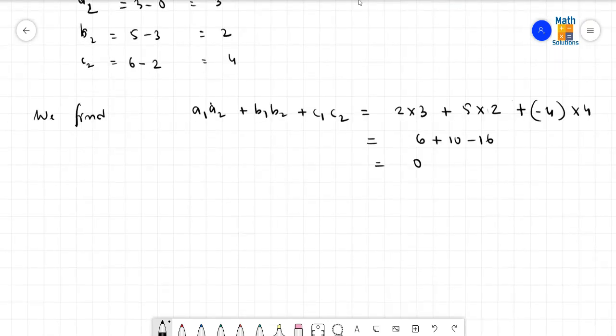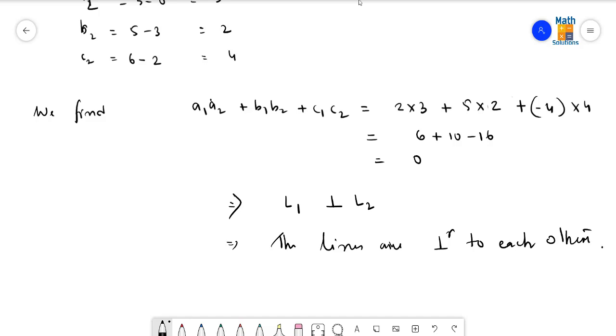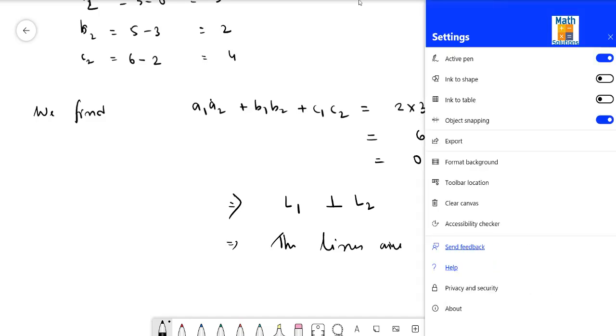So this will imply what? This will imply that L1 is perpendicular to L2. The first line is perpendicular to second line. This implies the lines are perpendicular to each other. So this is the answer. Coming to the next question.